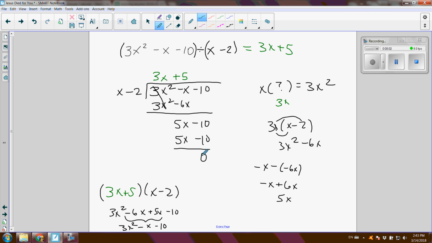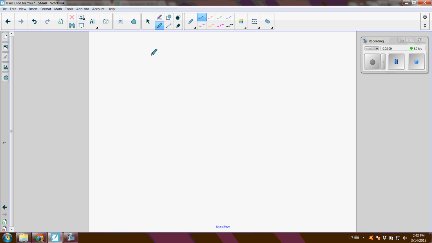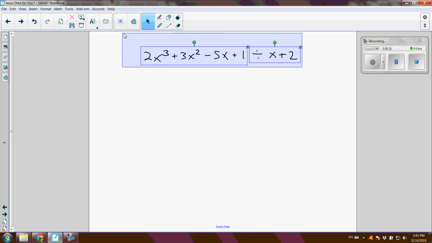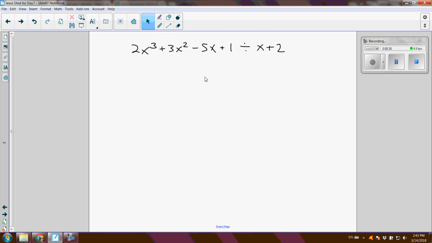Now, sometimes the remainder isn't 0. So I'm going to just kind of make one up that will hopefully not have a remainder of 0. Let's say we have 2x cubed plus 3x squared minus 5x plus 1, and we want to divide that by x plus 2. Now I know this is going to have a remainder somehow.